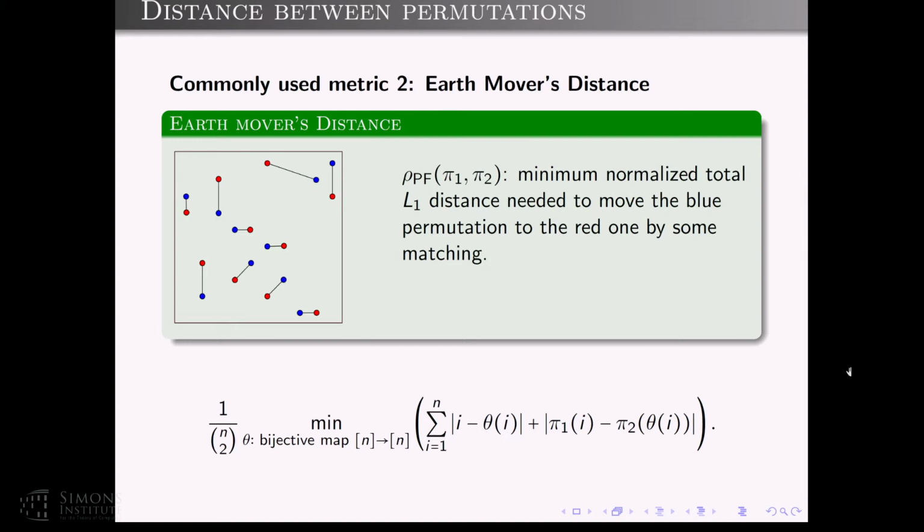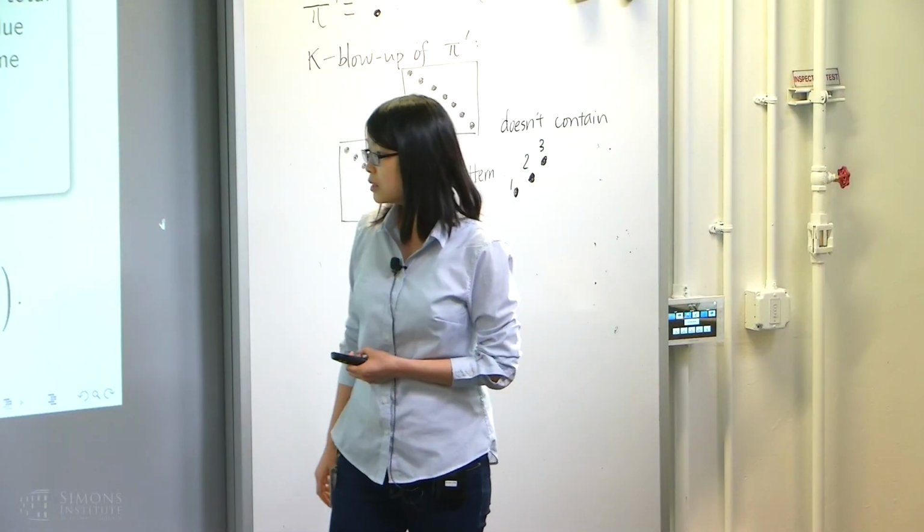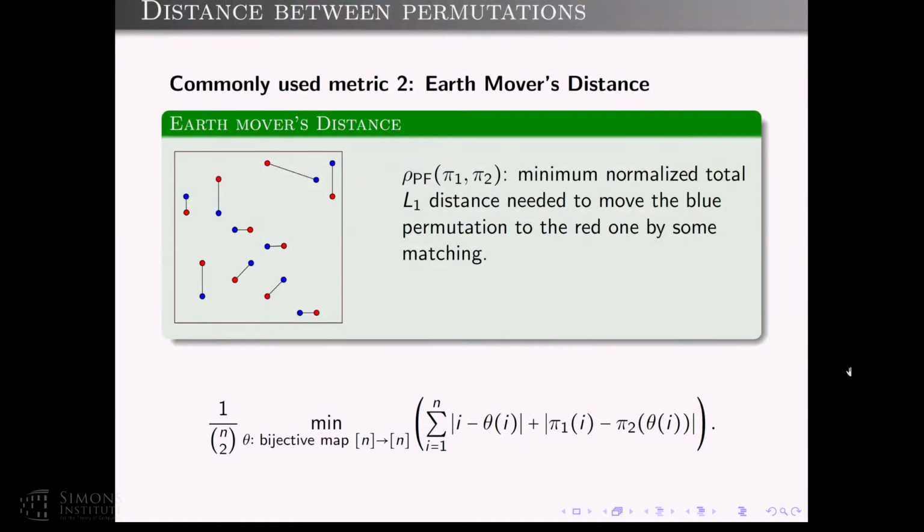So the mathematical formula is like this. Theta is going to be a bijection between the 2 permutations, which gives the matching. And i minus theta(i) is going to be the horizontal distance each dot is moving along the bars. And this term is going to be the vertical distance each dot has to move along the bars. And we're minimizing over all matchings theta. And the normalization factor here is 1 over n choose 2, so that the distance is between 0 and 1.